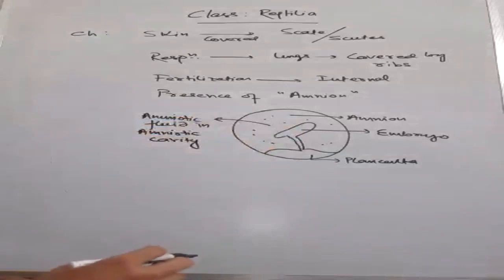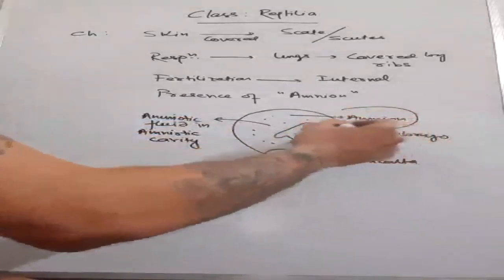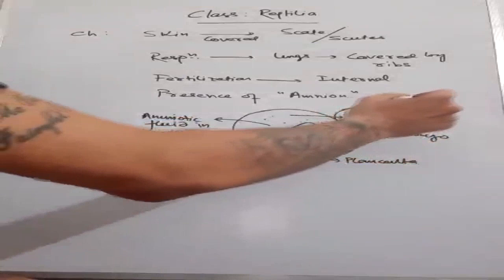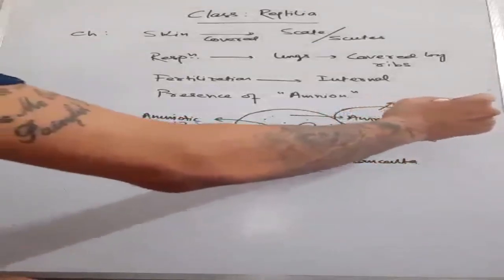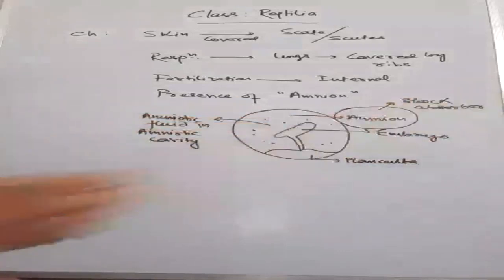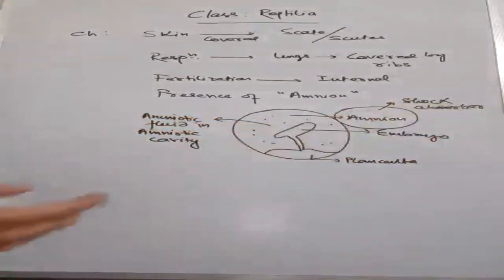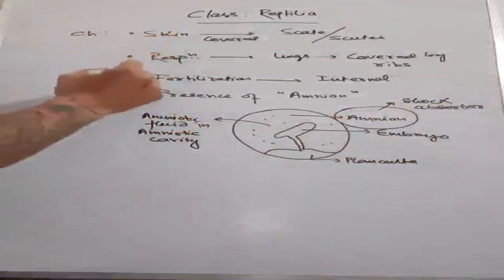Now what does it do? Basically, amnion acts as a shock absorber of the growing fetus. That is called amnion.